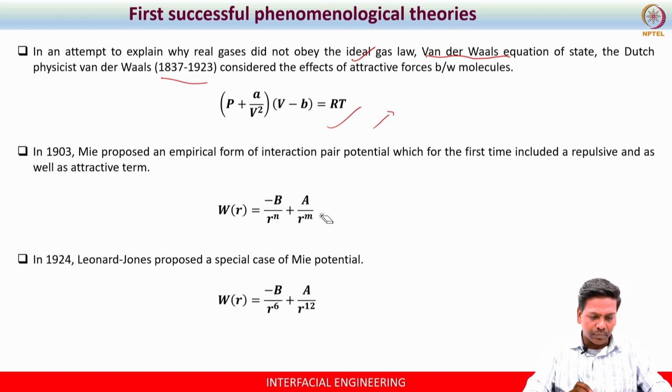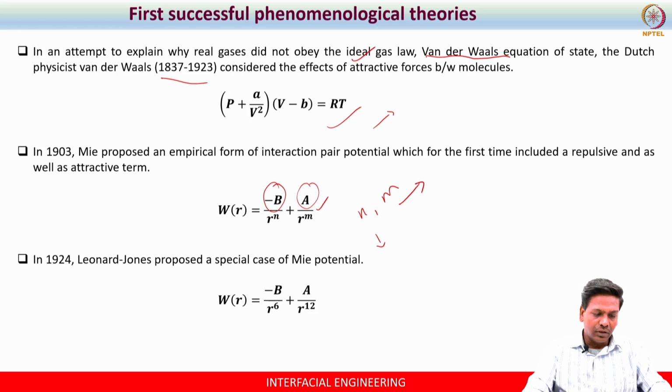The constants B and A are nothing but the strength of attraction and the strength of repulsion, right? And you can see the exponents n and m. m takes very large values, whereas the exponent n is very small. So this form of equation came in the form of the Mie interaction pair potential theory, but this was not very useful.